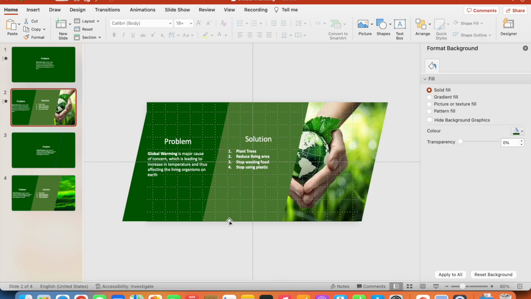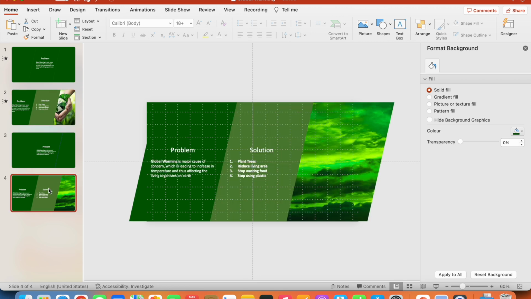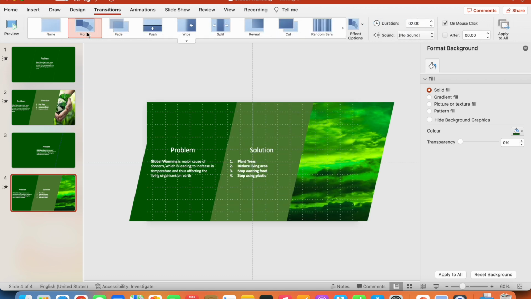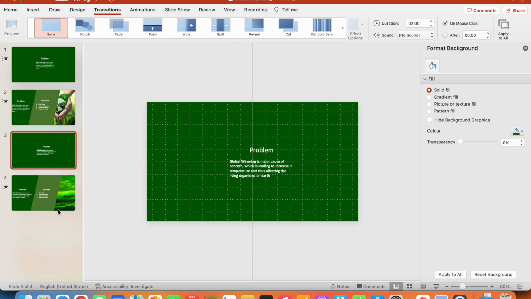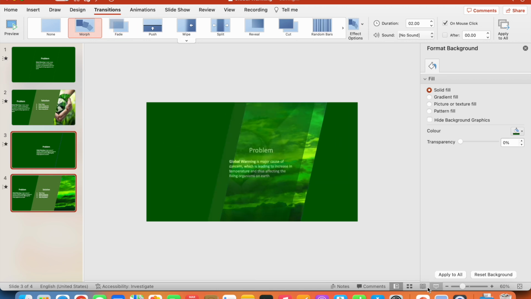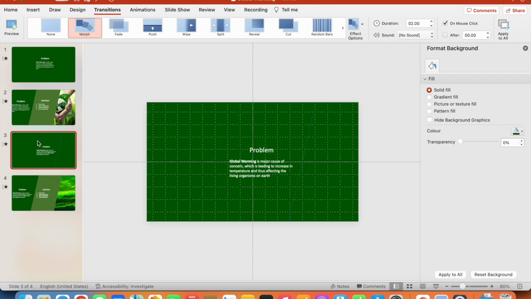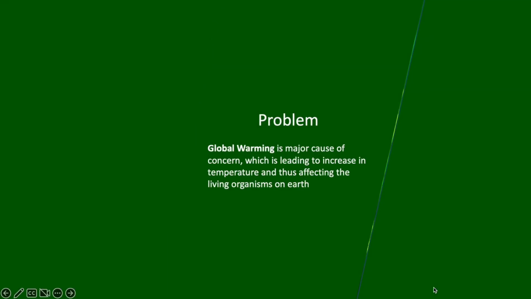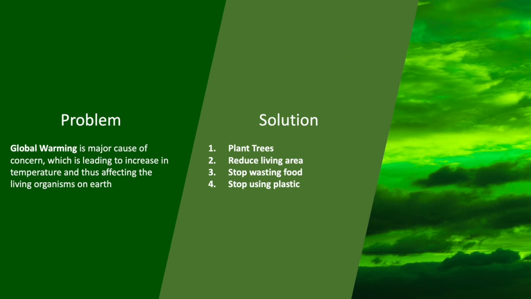Now you can select these two slides, or just this slide only, go into Transition and choose Morph transition. So this is set to Morph, and now go to the first picture and start the problem and solution. This kind of effect.